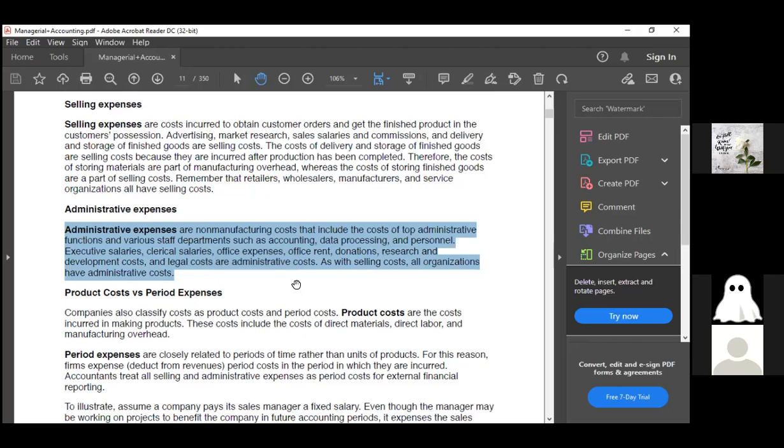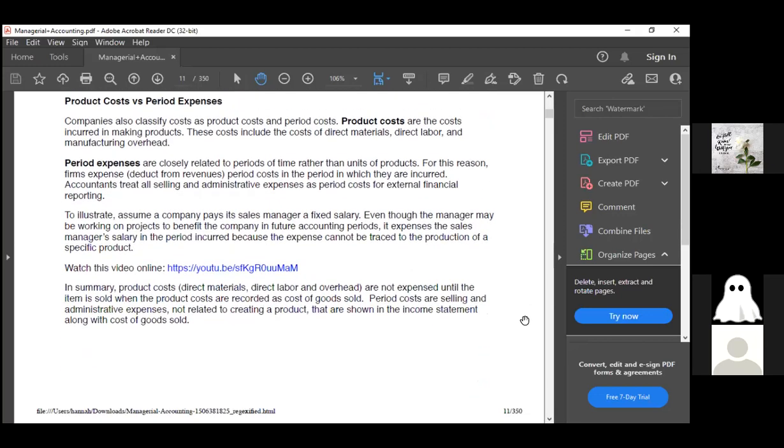Product cost versus period expenses. Companies also classify cost as product cost and period cost. Product costs are the cost incurred in making products. These costs include the cost of direct material, direct labor, and manufacturing overhead. So product versus period cost is something that we saw yesterday too in our example.